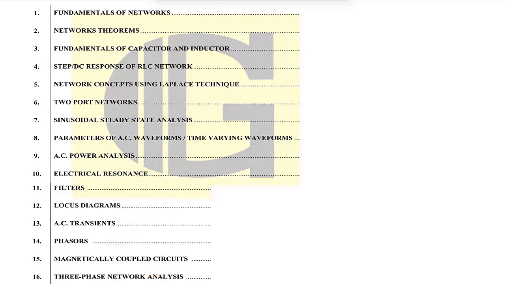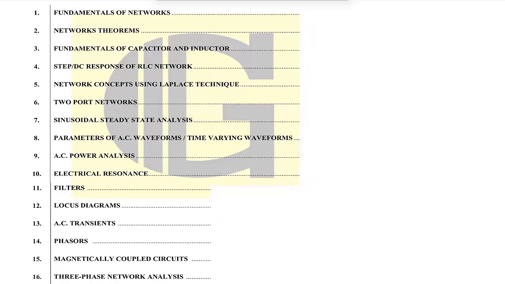network. Let me tell you students, among these 16 topics, the majority of questions you get are from the initial 10 topics itself, up to resonance. These 6 topics, filter, locus diagram, AC transient, phasor, magnetically coupled circuit, three-phase network, have very, very less weightage. I can say in every 2-3 years, one question you may expect from these 6 topics. So majority of the questions are from the initial 10 topics only.